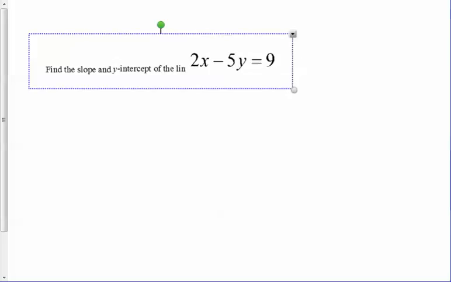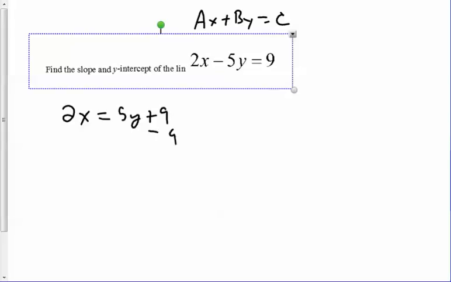Okay, on this one it says find the slope and y-intercept of the line 2x minus 5y equals 9. This is in standard form, which is ax plus by equals c. Can't do much with that. So I'm going to do something that we did before, and I'm going to add 5y to both sides. So now I have 5y plus 9 equals 2x. I'm going to subtract this 9. So I get 2x minus 9 equals 5y.